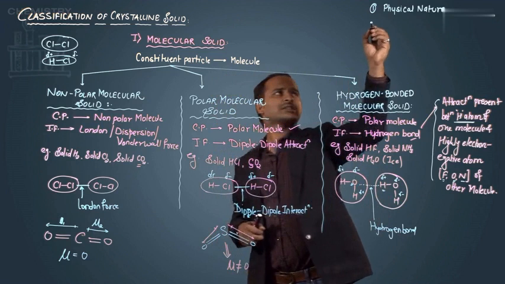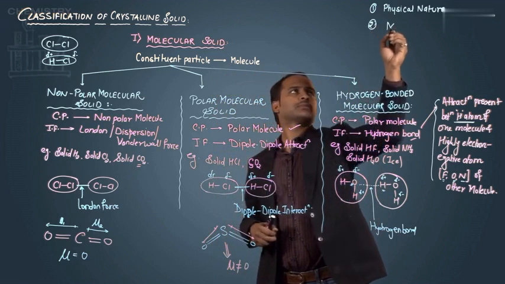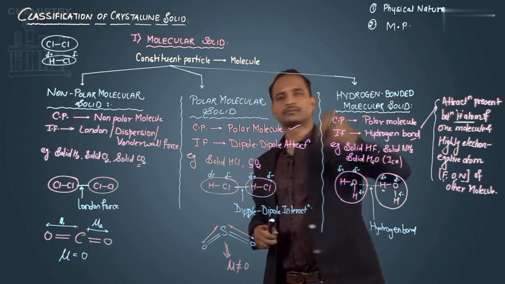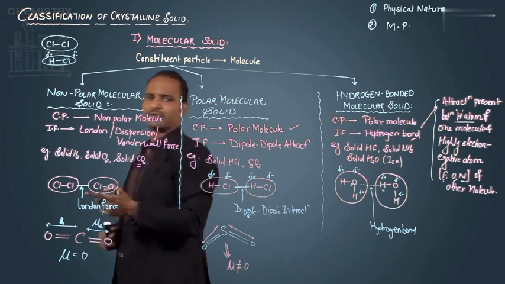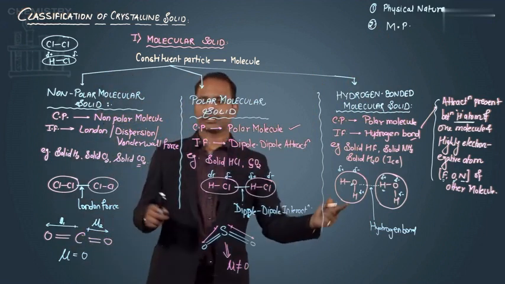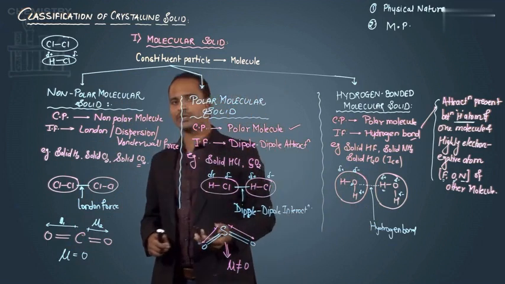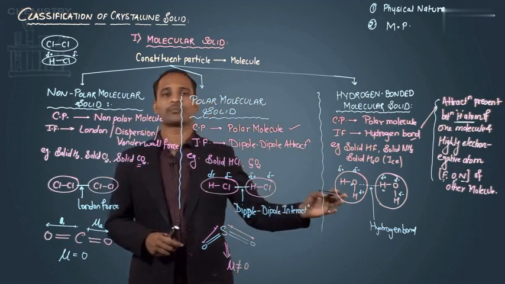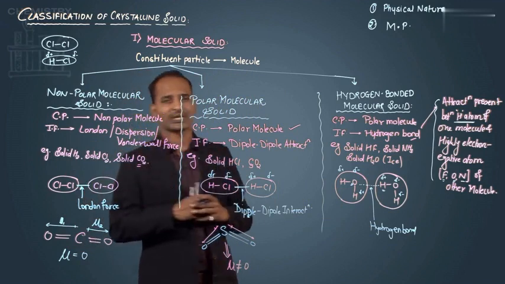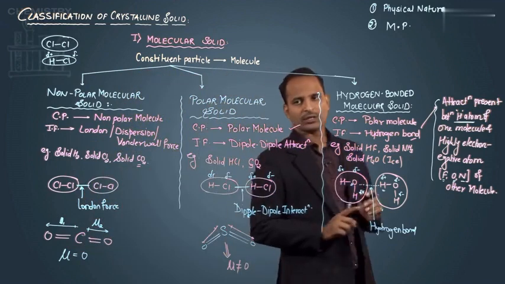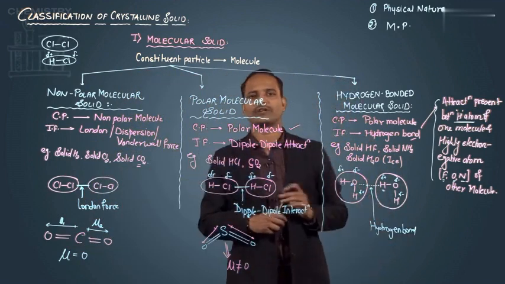Then the second property is the melting point. Intermolecular forces are weak for all three. Hydrogen bond is a strong attraction in the case of a gaseous or liquid state, but when the same attraction is compared with the attraction present in a solid state, then this attraction is weak. So ultimately all three have a weak force of attraction.